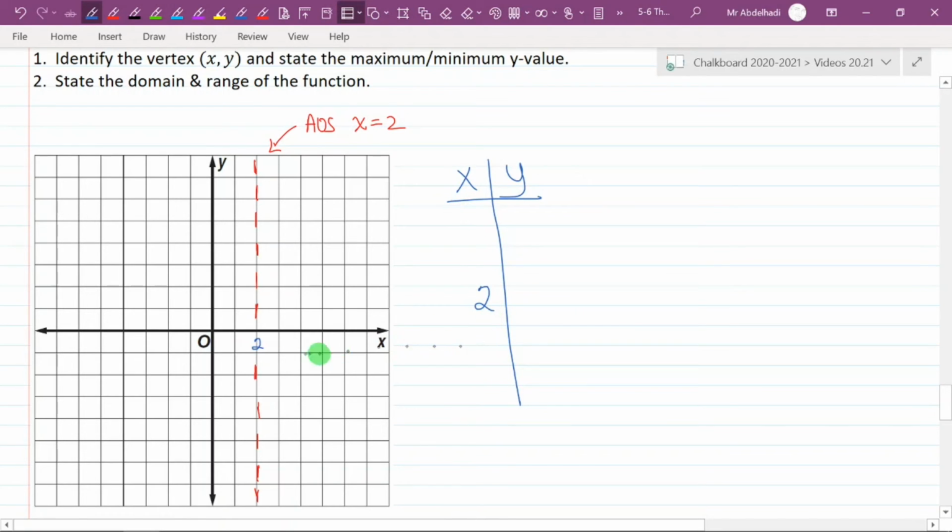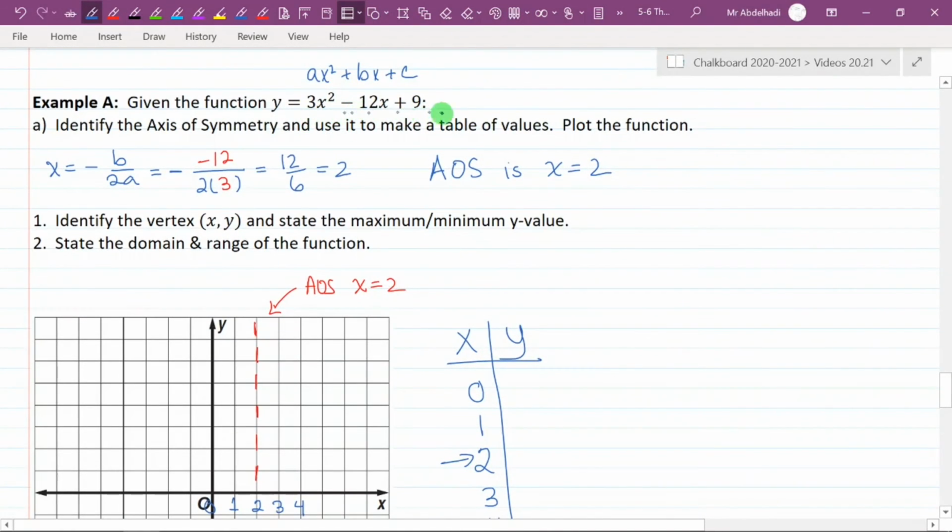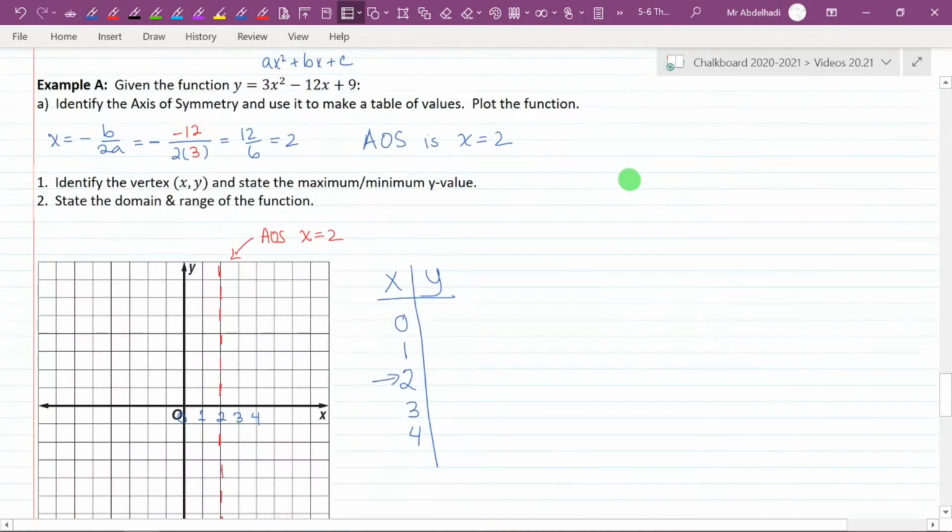So 2 more to the right would be 3 and 4, and 2 more to the left would be 1 and 0. Ironically it is 0, 1, 2, 3, 4, but that's not because I just started at 0 randomly. It's because this is the center, the axis of symmetry right there. Now you can make a table. You can plug these numbers into the function and see what you get. I'll do that off camera so that you don't have to watch me do it.